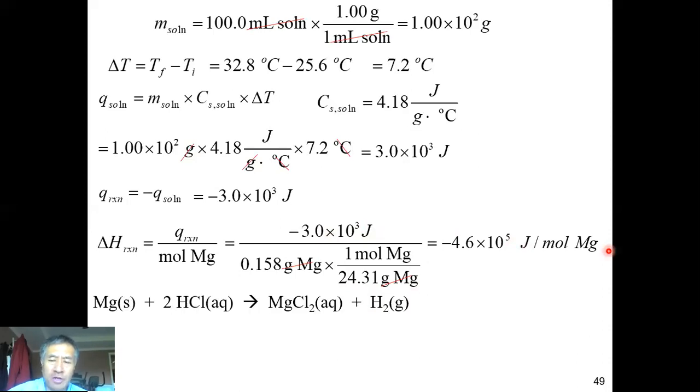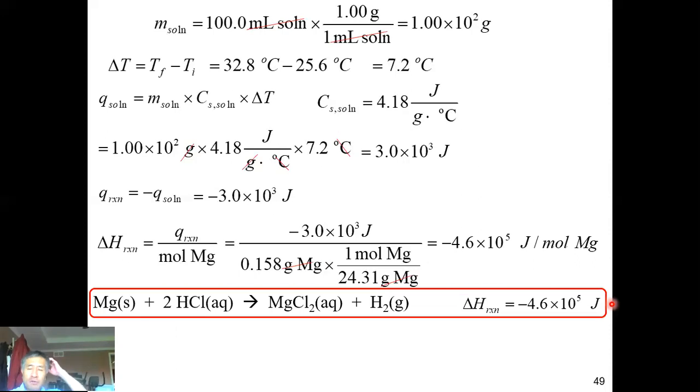So for this reaction as written, we don't have to convert into kJ. Most of the time you will be writing kJ, because this is obviously a very large number. That's the process by which we finally get the answer.